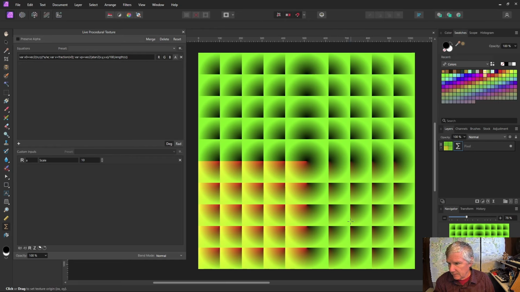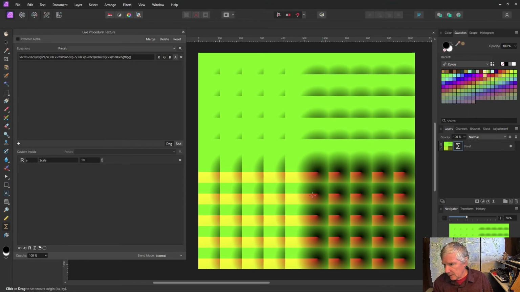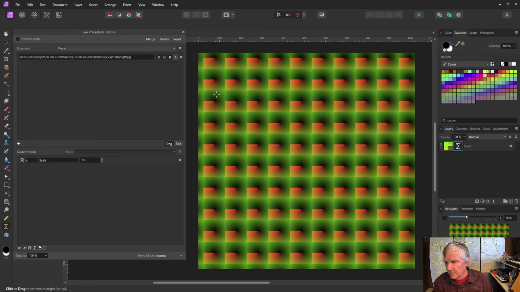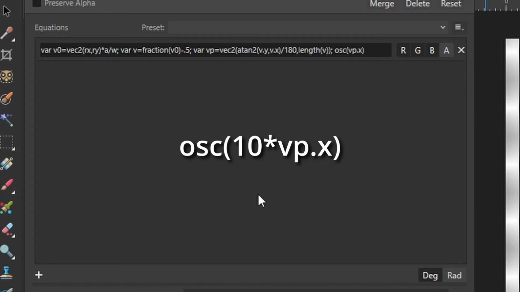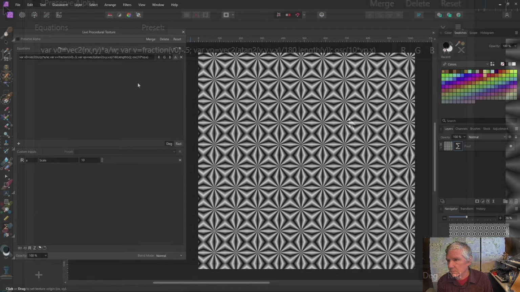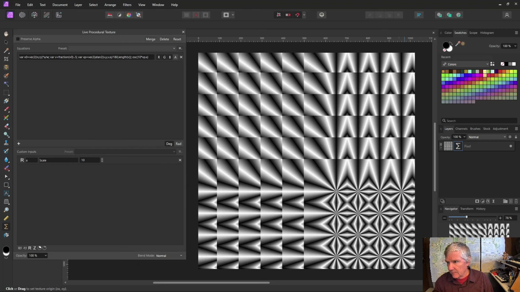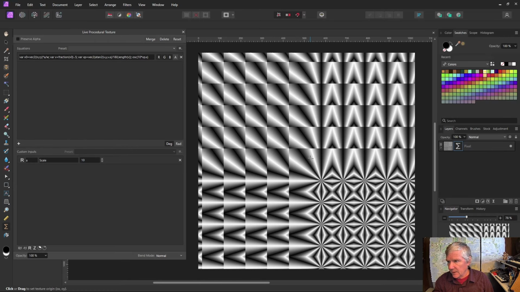Now, I'd like to have these centered, so I'm going to subtract off 0.5 from my fraction. Okay, so now all of my circles are centered down here, and I'm just going to drag this up, so that's what I usually do. And now for my pattern, I'm going to just choose a very simple one, which is the oscillator of vp.x. Okay, and I'm actually going to make that 10 times. Okay, so there's my repeating pattern, but if I go up here, I don't have the same pattern. So if I double click and bring it to the center, I don't have the same pattern.